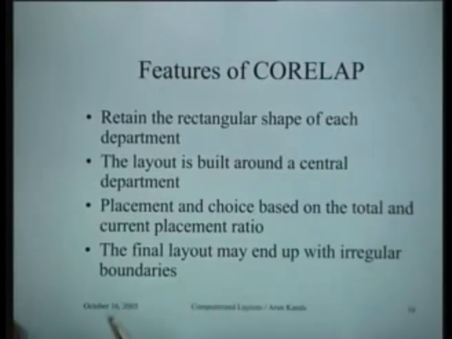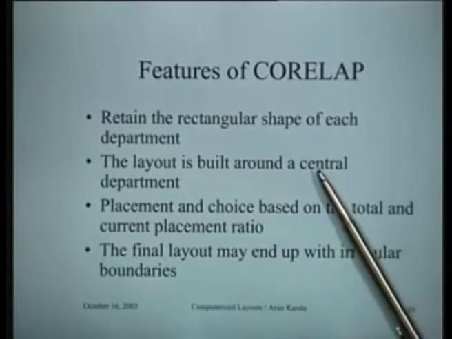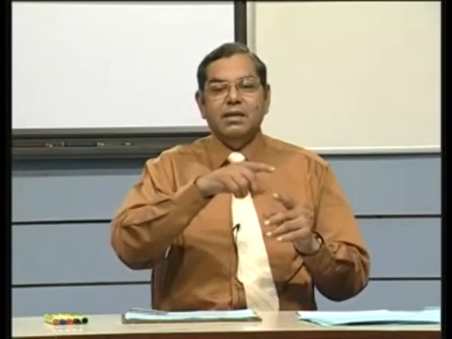We will not go into that, because you can always devise other objectives or other criteria and metrics to choose that particular department, and the final layout in this case also may end up with irregular boundaries, because even if you have different departments, you start with a rectangular department, you place another one, you place another one, ultimately there is no guarantee that the boundary of the whole thing will be rectangular. So at least you have rectangular departments, but irregular boundaries could result. So this is the basic feature of CoreLab, which is also a construction program which generates a layout from scratch.